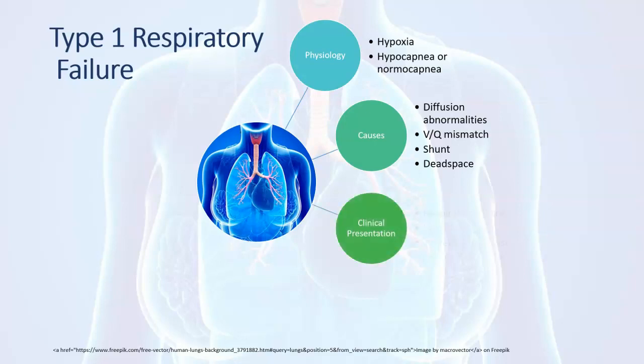So how do these patients present? Well, usually they're in respiratory distress, and we would expect hypoxia. The blood gas will also show hypocapnia or normocapnia. And then we'll get signs of the underlying diseases that we talked about before: pulmonary embolism, cardiac failure, pulmonary edema, pulmonary fibrosis, etc.